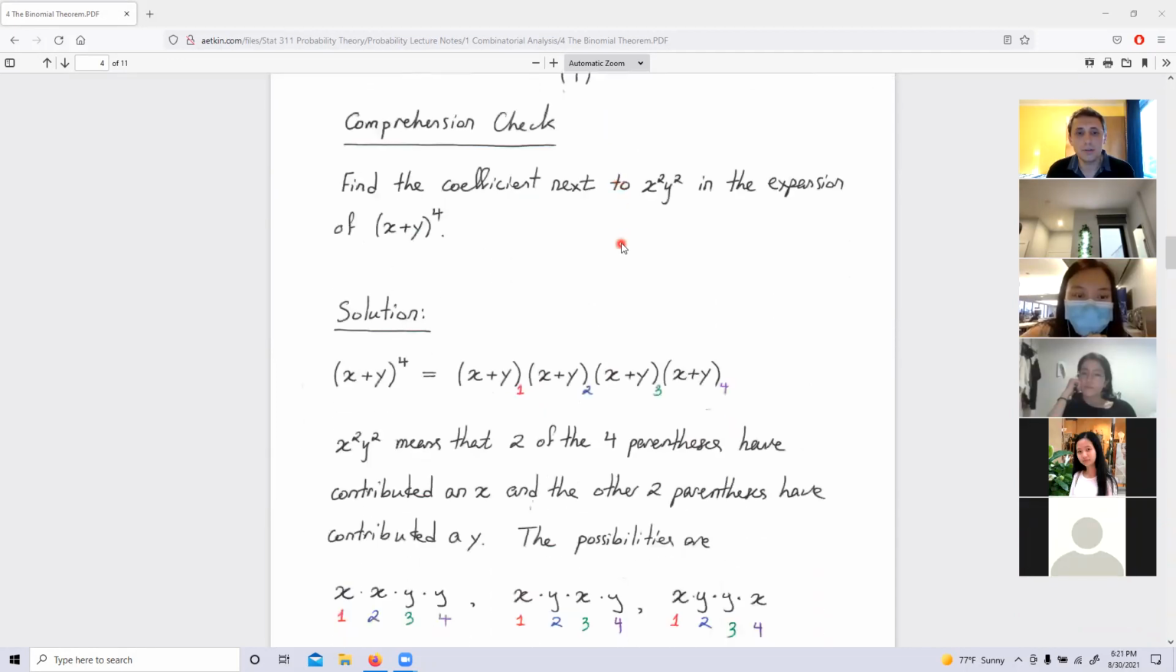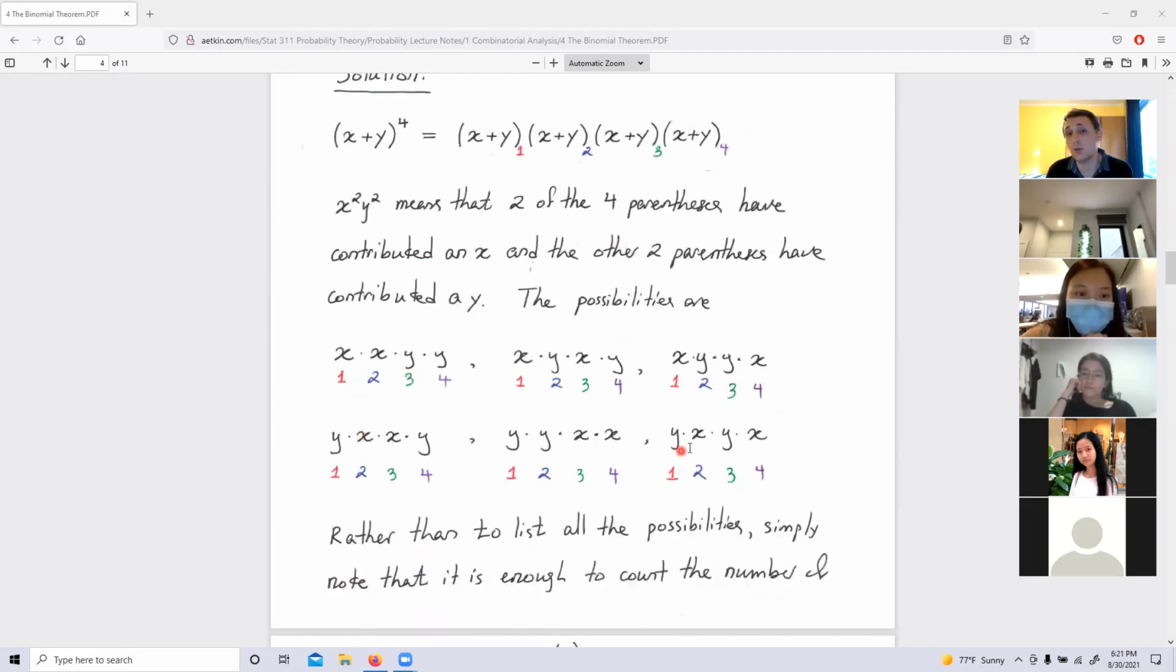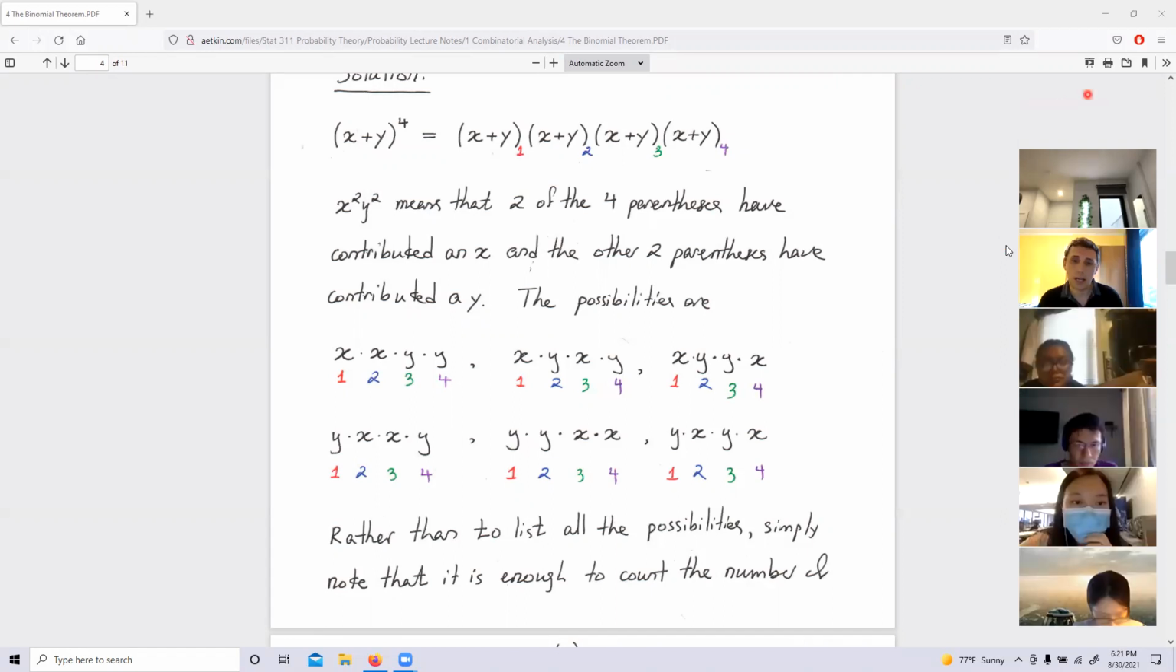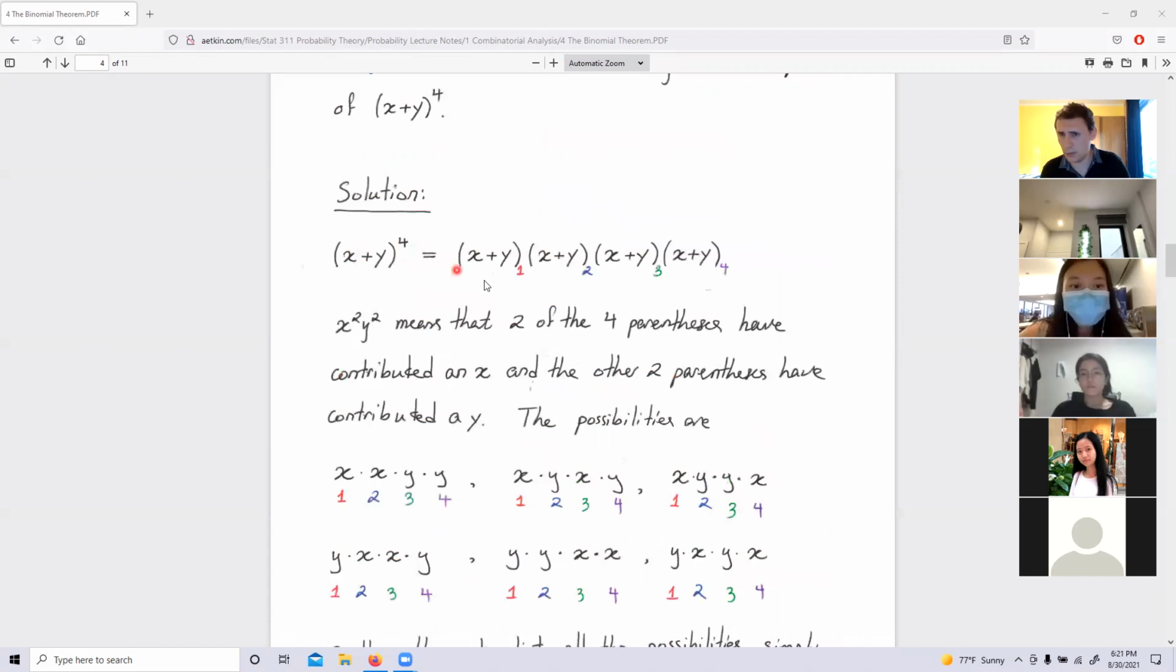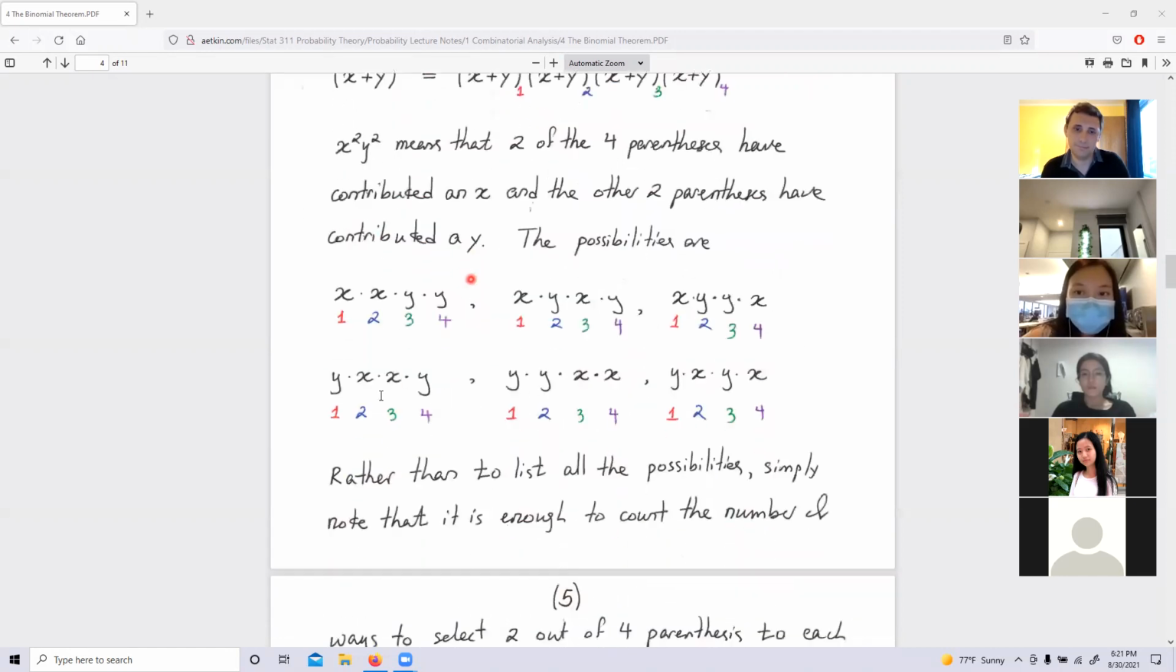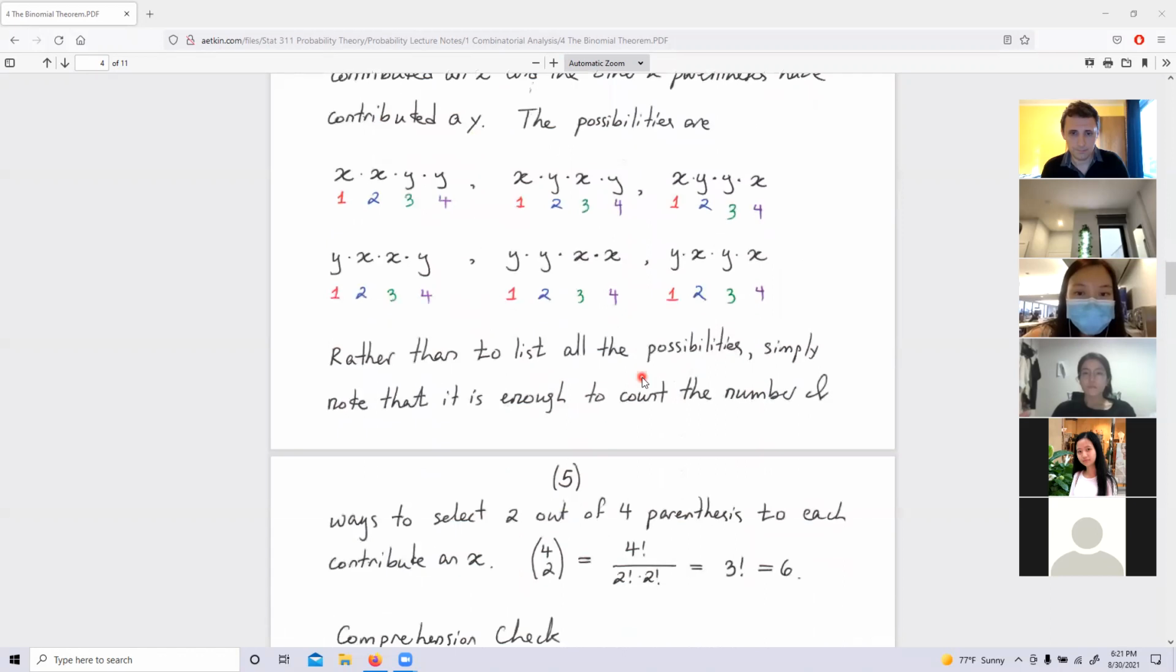Good. And here I try to explain by showing you what could have happened. You see, guys? It could have been this situation, where the numbers indicate parentheses, where it came from, right? So it could be that first and second parentheses made the x. It could be that first and third parentheses made the x. There are altogether 6 possibilities. And I decided to list them out for you, just in case it helps. You understand? So this is just showing you how x squared y squared could have been created in this pretty long product. Good?